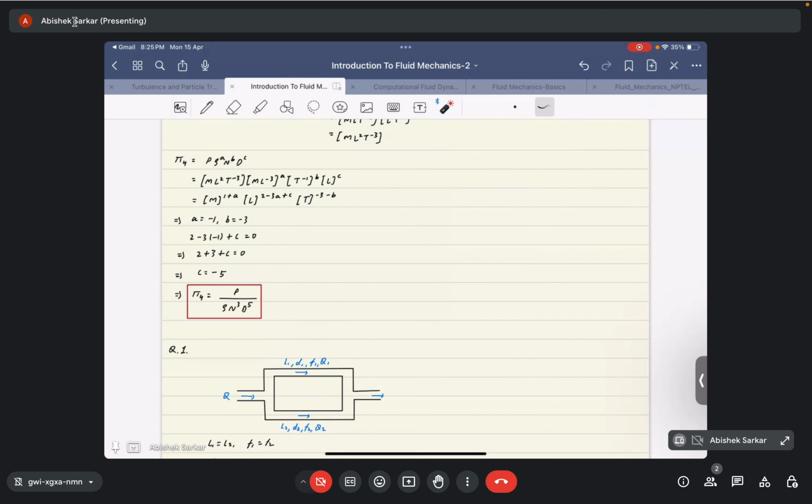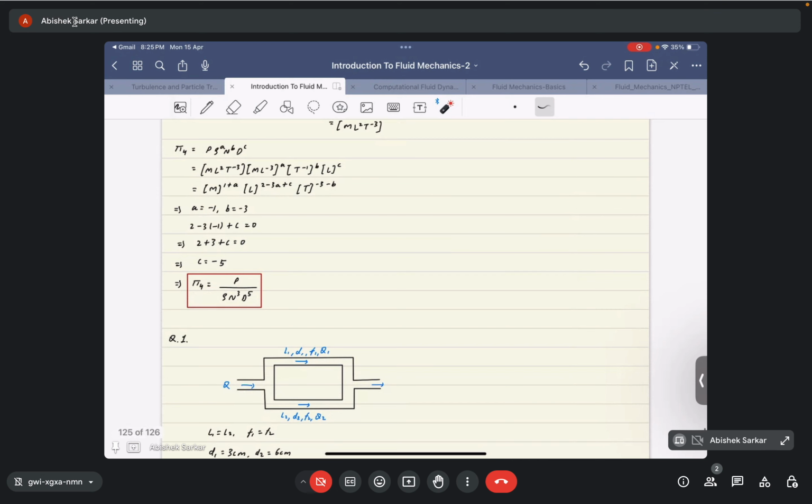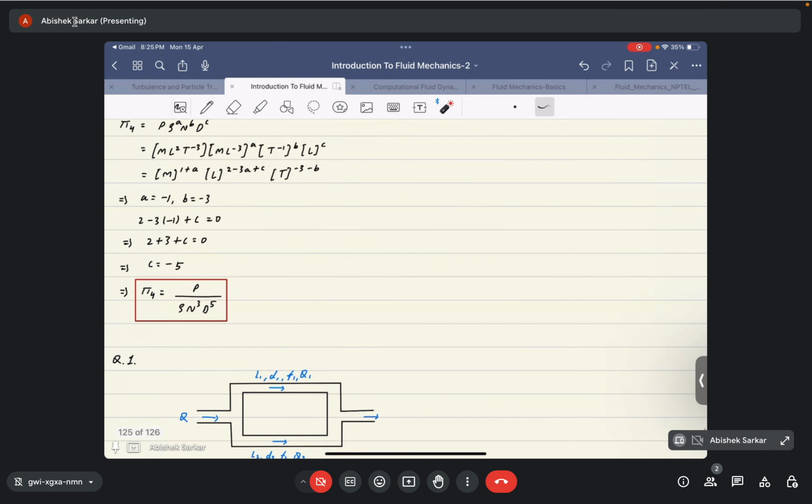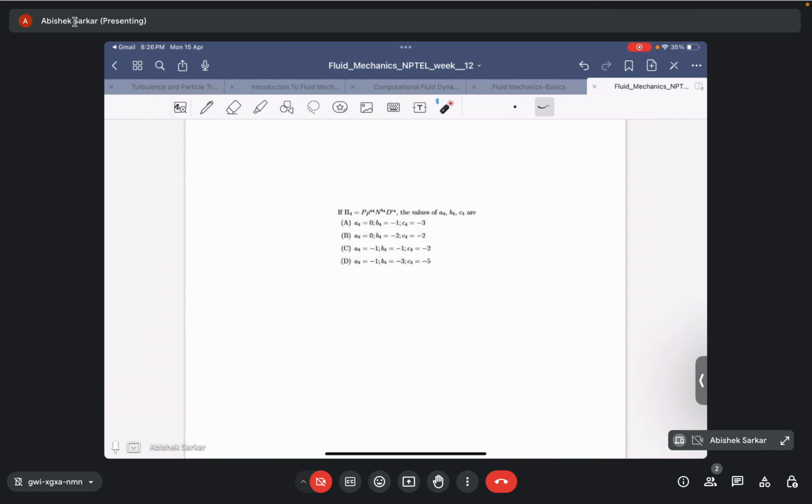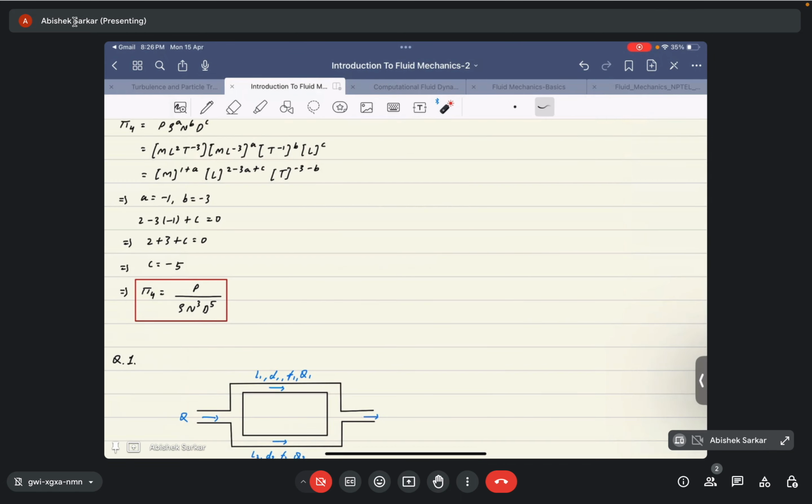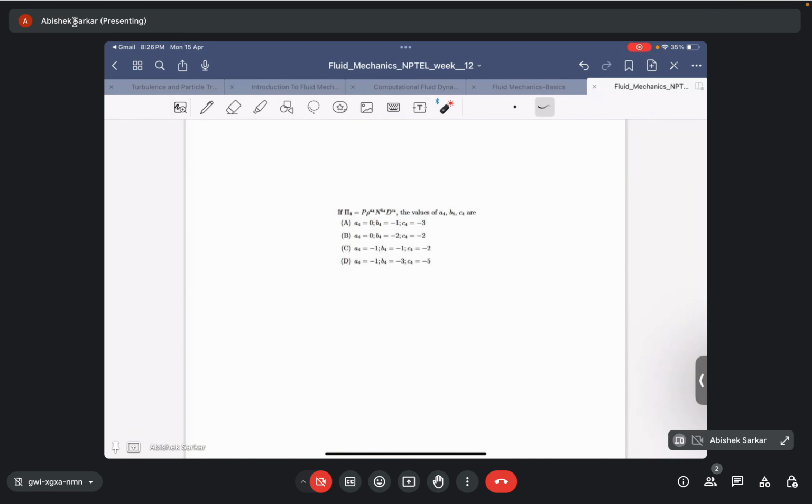From that, since all these are equal to 0, we will get a is equal to minus 1. Since the sum of the powers in all these terms is equal to 0, we will get a equal to minus 1, b equal to minus 3, and if you substitute the value of a here, we will get c is equal to minus 5. Okay, so pi 4 will be p divided by rho n cube d to the power 5. So if you look here, okay, let me check. It is c is minus 5, b is minus 3, a is minus 1. So the correct option is D.